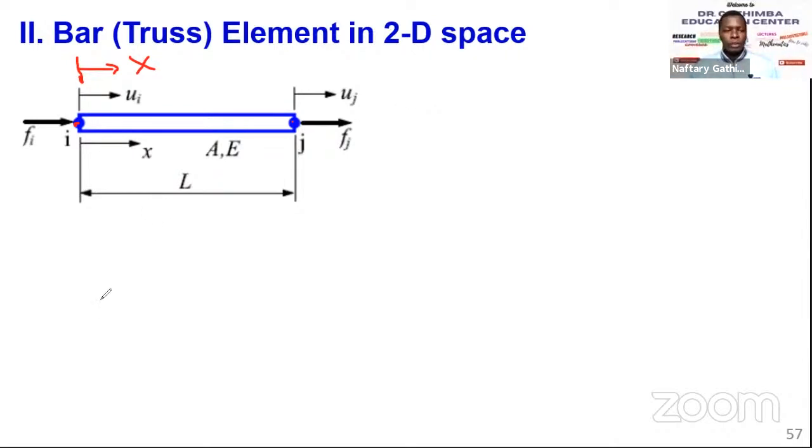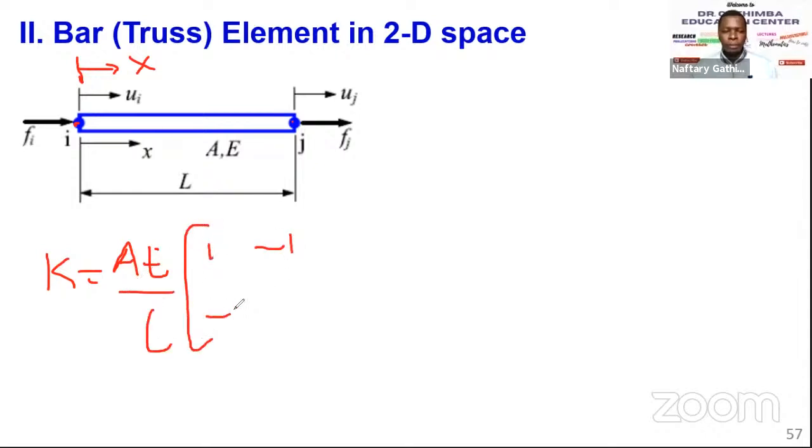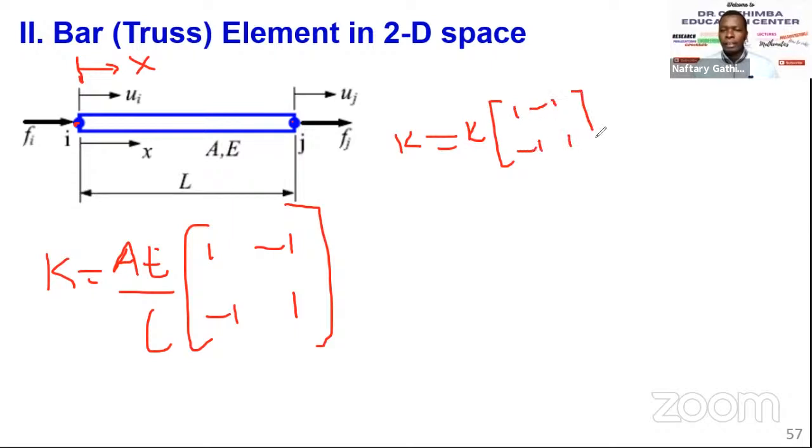So this you should have at your fingertips, like the stiffness matrix for this is given by AE over L, then we have 1, minus 1, minus 1, 1. This counts very hardly because when you are solving this, you move very fast. I hope you have not forgotten for the spring, that for the spring it equals K, then 1, minus 1, minus 1, 1. This is for the spring element.